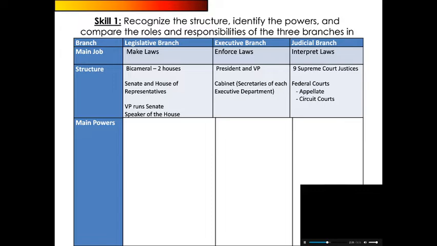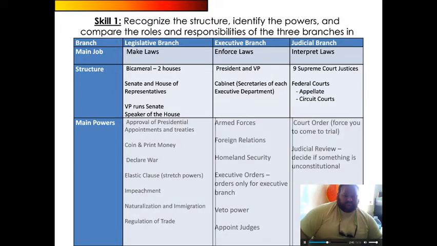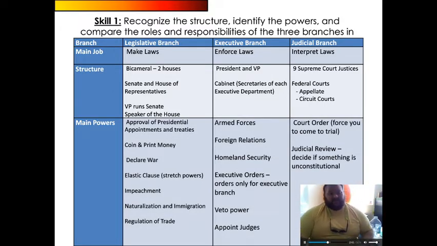All right, let's do it. So the main powers of the legislative branch include approval of the president's appointments and treaties, coining and printing money, declaring war, the elastic clause, which allows the legislative branch to make laws in order to do their job, impeachment, naturalization and immigration, and the regulation of trade.